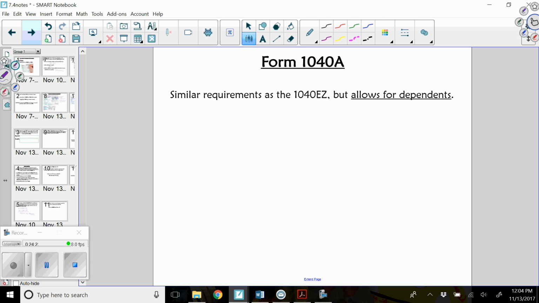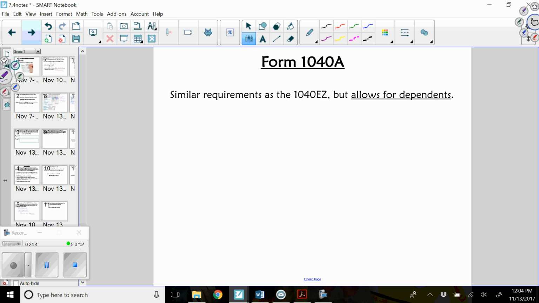All right, guys, the 1040A has very similar requirements to the 1040 Easy. So it's got the restrictions on how much money you made. It's got the restrictions on like your interest, how much it is, all that good stuff. But this one allows for dependents. So if you have kids, then you could use the 1040A.